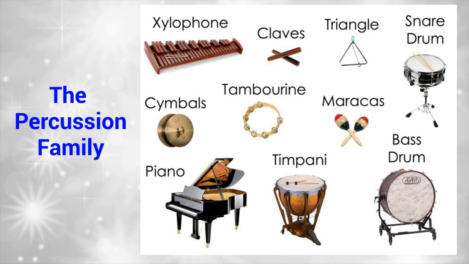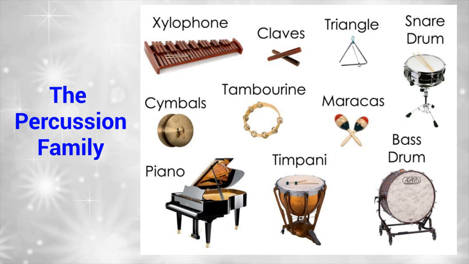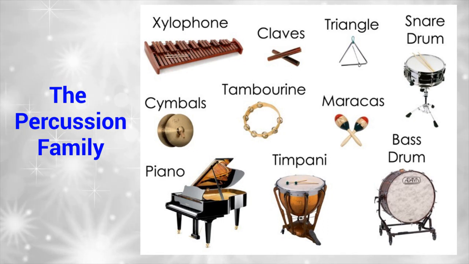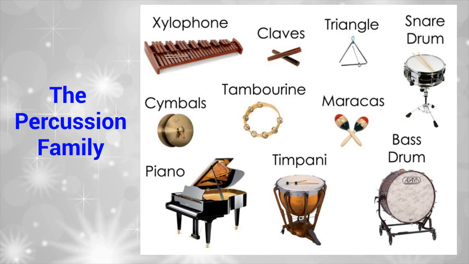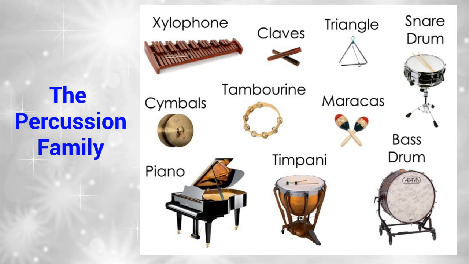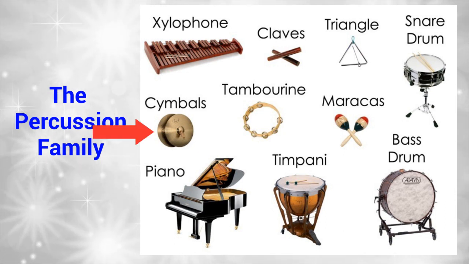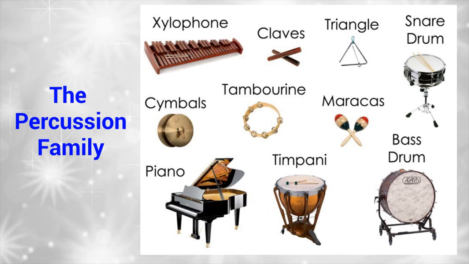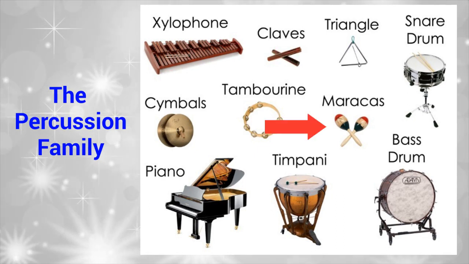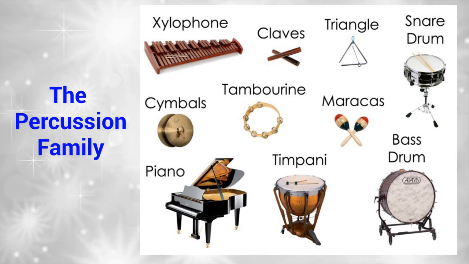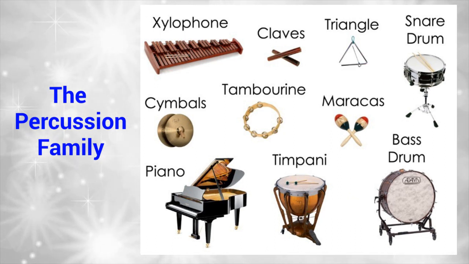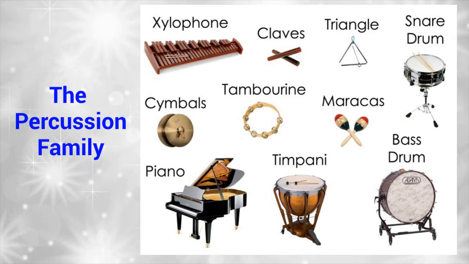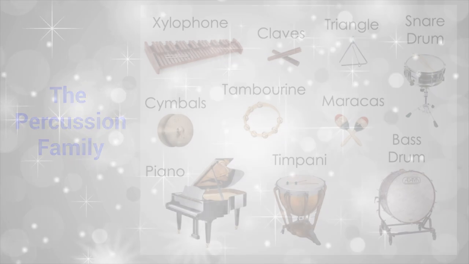The percussion family. The percussion family happens to be the largest family in the entire orchestra. Therefore, the instruments you see in front of you is just an example of the many instruments that are in the percussion family. They include, but are not limited to, the xylophone, the cymbals, the piano, the claves, the tambourine, the timpani, the triangle, the maracas, snare drums, and the bass drum. And those are just a few of the many, many, many instruments in the percussion family. Let's listen to the following percussion ensemble playing a sampling of different pieces.